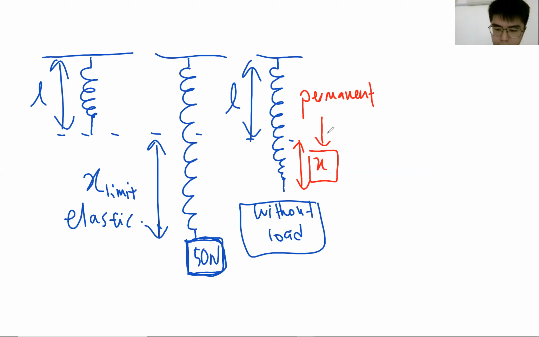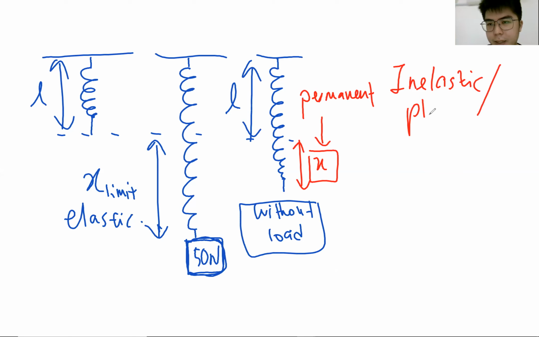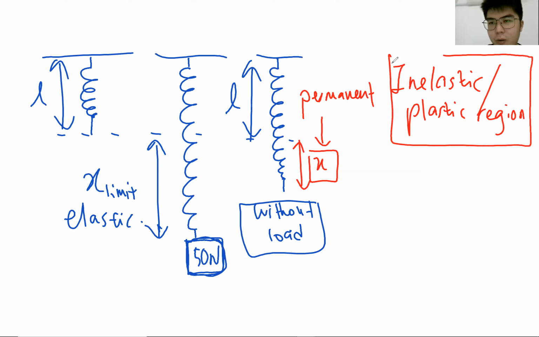So this process here, we call it the inelastic or plastic region. Okay, so we can say that the object has now undergone plastic deformation. Remember just now the deformation, right? So this is plastic, or we call it inelastic deformation.